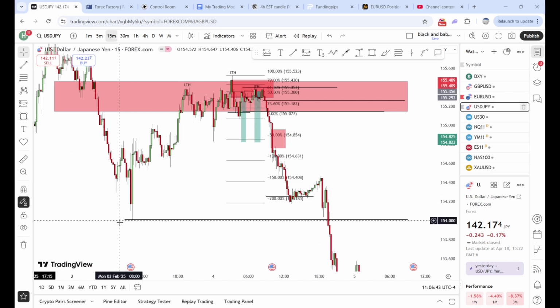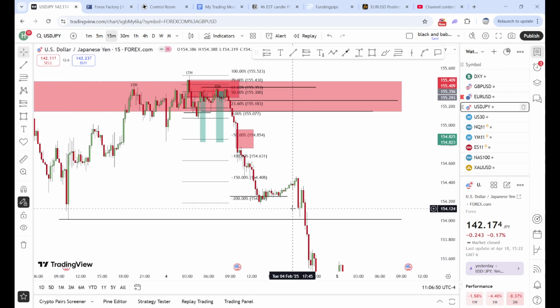Why? Because we're already so close to the next draw on liquidity, the 4 hour external range liquidity, that it's kind of ridiculous for price to even come way back up here. There's no reason for it. The algorithm would much rather just chase the next draw on liquidity that's closest to it, which is right here.